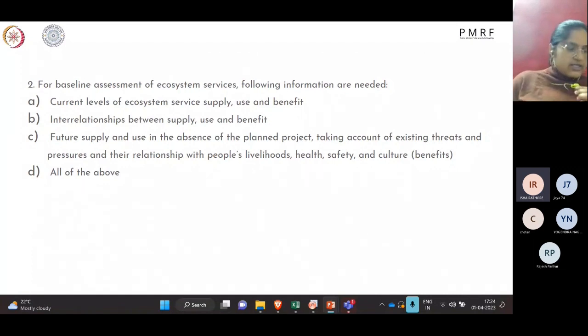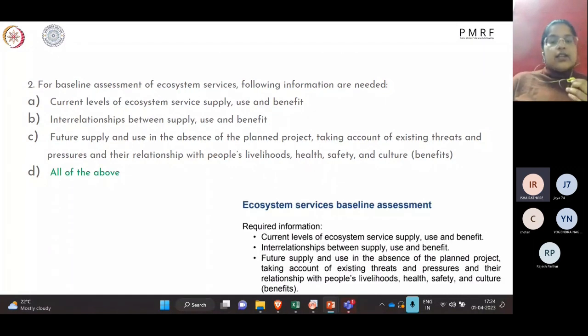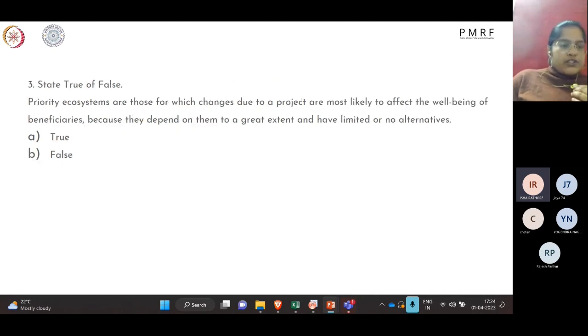Okay, so we have an answer D. So D is again the correct answer. So all of these considerations are important for setting up the baseline assessment for ESR. So moving on to question 3. So state true or false. Priority ecosystems are those for which changes due to a project are most likely to affect the well-being of beneficiaries because they depend on them to a great extent and have limited or no alternatives. So is the statement true or false?